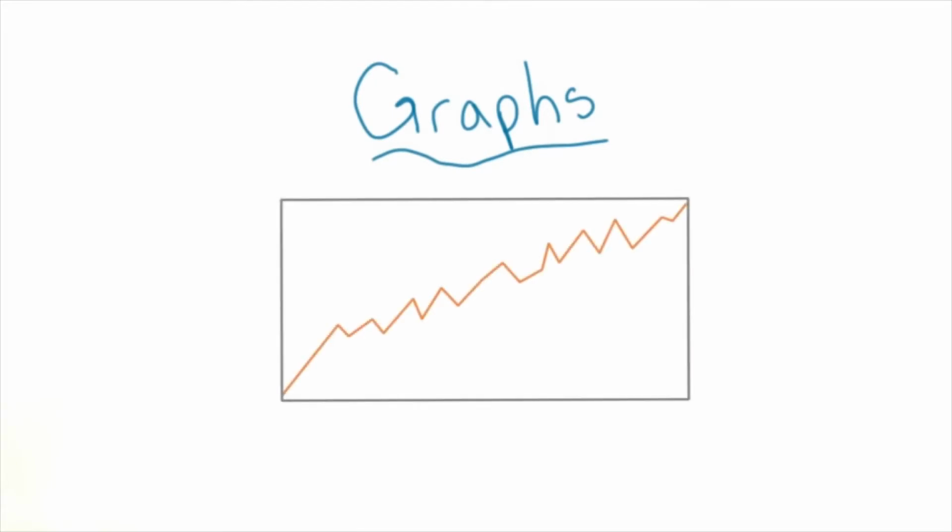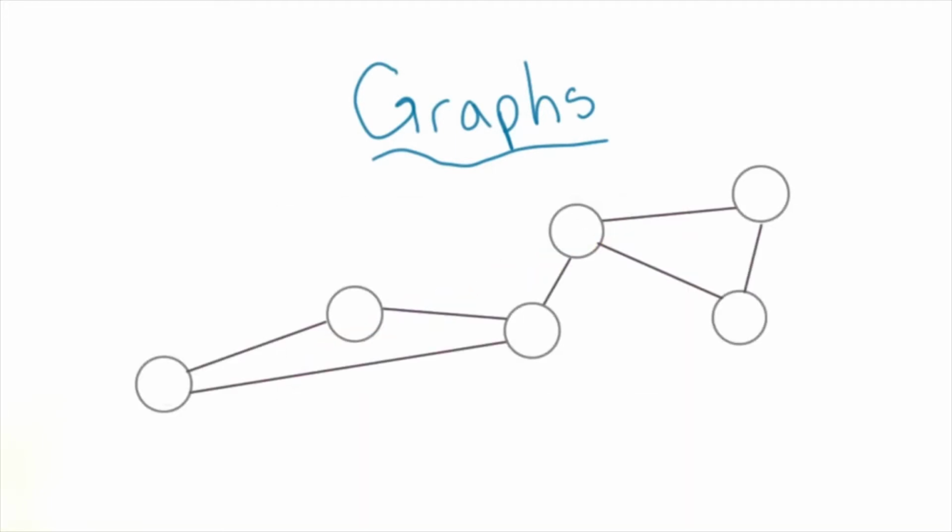Wait, no. I've been conditioned to think of a graph as a chart that shows trends, like a line graph or a graph of a function. But that's not what we're talking about here. Let me try again. Our definition of a graph looks more like this. The purpose of a graph is to show how different things are connected to one another. It's also sometimes called a network.